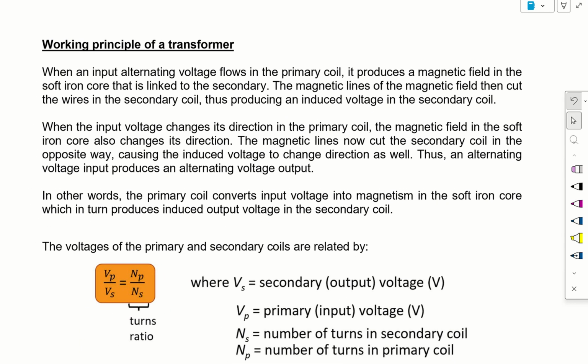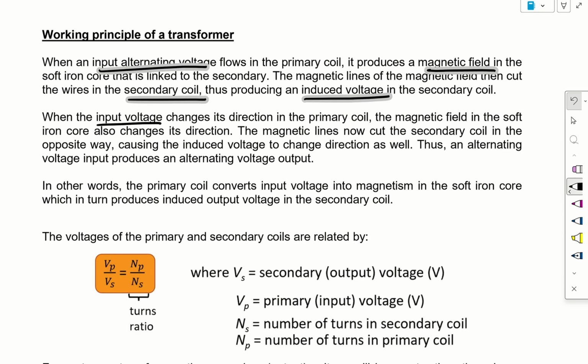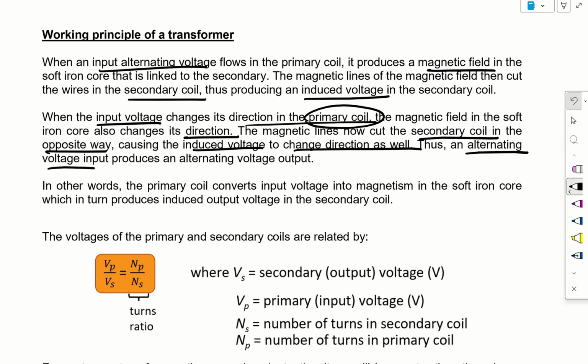Now, the working principle of a transformer: when an input alternating voltage is applied to the primary coil, it will produce a changing magnetic field in the soft iron core that is linked to the secondary coil, and the magnetic field lines then cut the wire in the secondary coil, therefore producing an induced voltage. When the voltage changes direction in the primary coil, the magnetic field in the soft iron also changes direction. So now the magnetic field lines cut the secondary coil in the opposite way, the induced voltage changes direction as well, and therefore we have an alternating voltage.